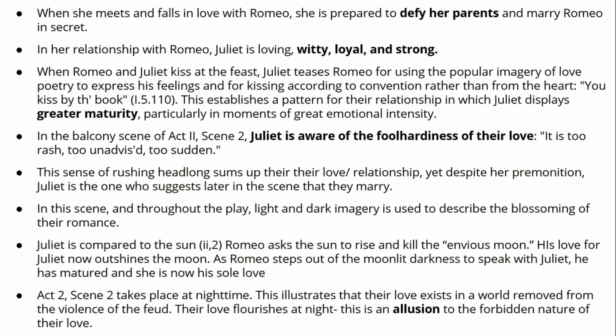In the scene, we often see Shakespeare using light and dark imagery. It's used to describe the blossoming of their romance. Juliet often compares Romeo to the stars. Romeo compares Juliet to the sun. Whenever they meet, it's at nightfall. It's under the cover of darkness. They're never seen together in the day. So again, it helps to show that their love is forbidden, and perhaps it symbolises that their love can never really exist in Verona because it would never be approved of by their parents because of this ridiculous feud. So again, it helps to emphasise the tragedy of the play. So the constant darkness is like an allusion to the forbidden nature of their love.